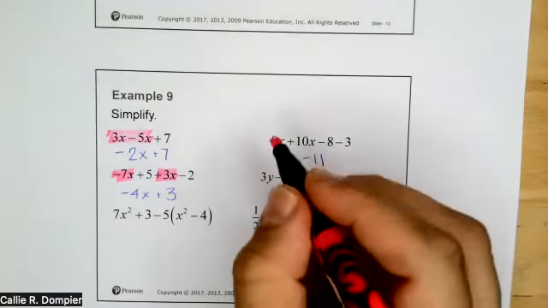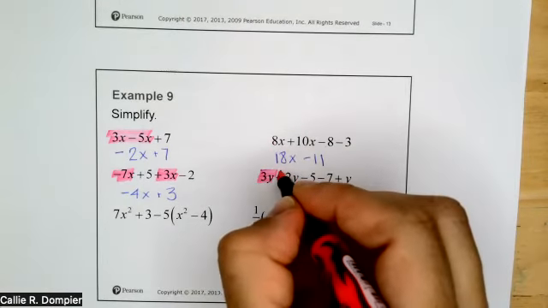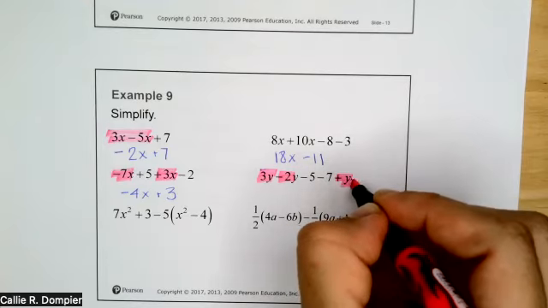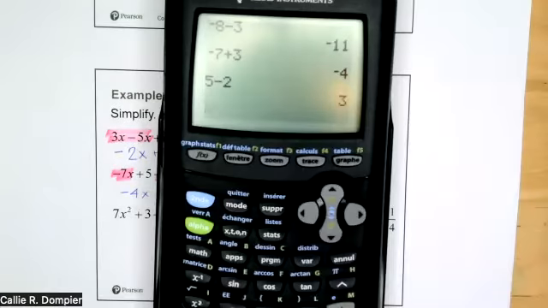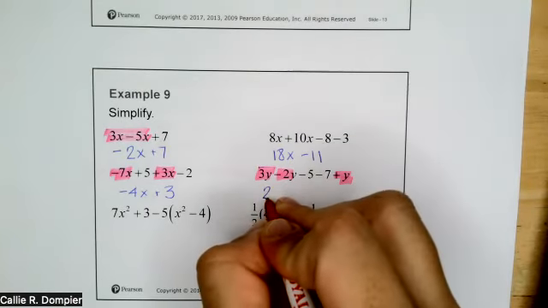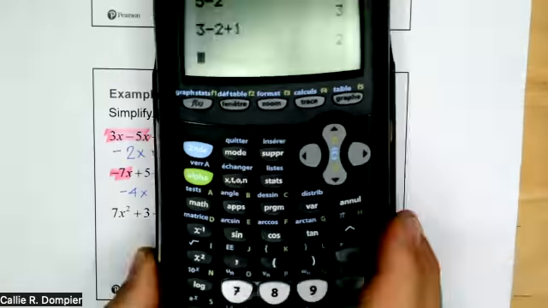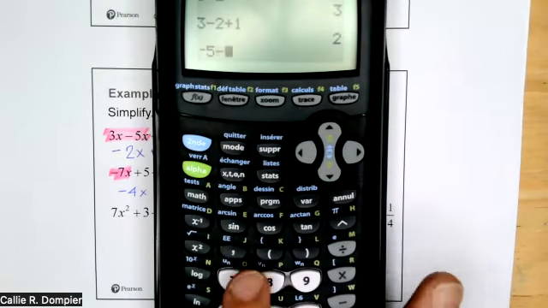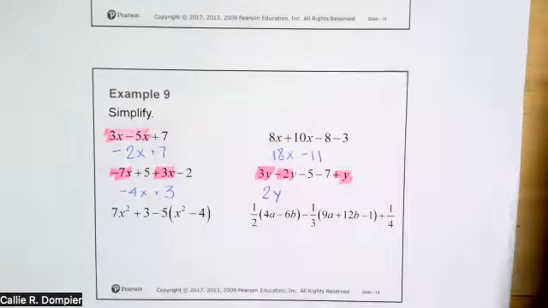Here, 3y minus 2y plus y. So we have 3 minus 2 plus, what is that one? It's a 1. So that's 2y. Negative 5 minus 7. Negative 12.